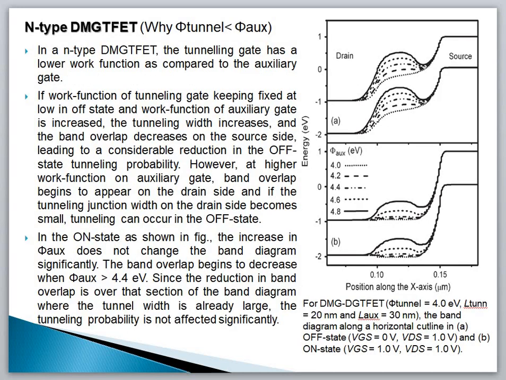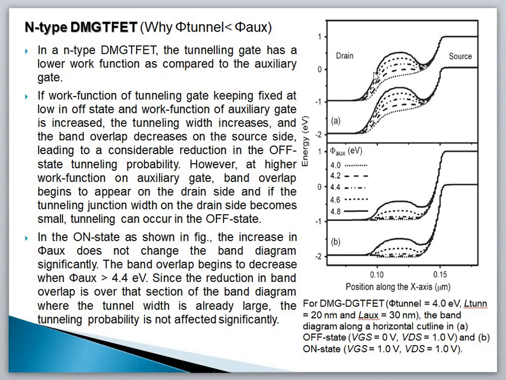Next, we will talk about the N-type dual material gate TFET structure. In the P-type gate TFET structure, the tunneling gate work function is higher than the auxiliary gate work function. But in the case of the N-type structure, the tunneling gate work function is lower than the auxiliary gate work function. I will explain the benefit of taking a low value of the tunneling gate work function as compared to the auxiliary gate work function. In an N-type dual material gate TFET structure, the tunneling gate has a lower work function as compared to the auxiliary gate.